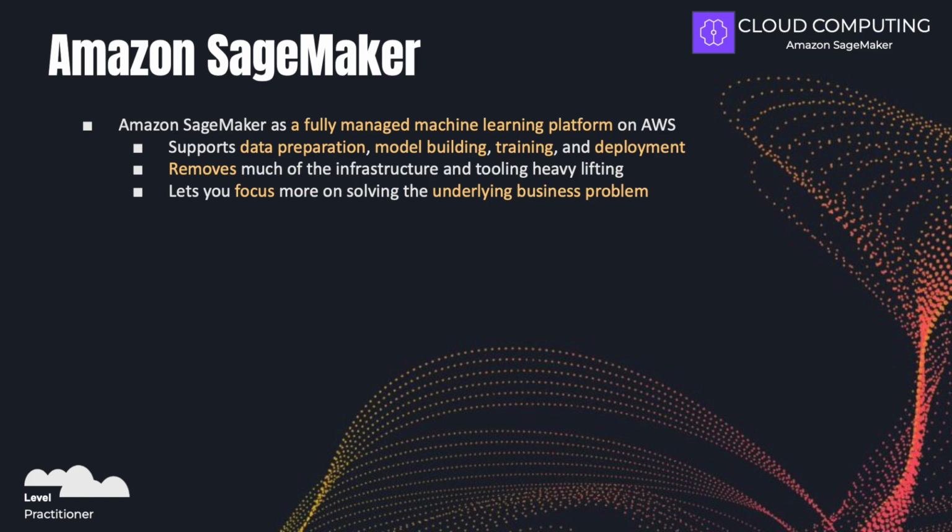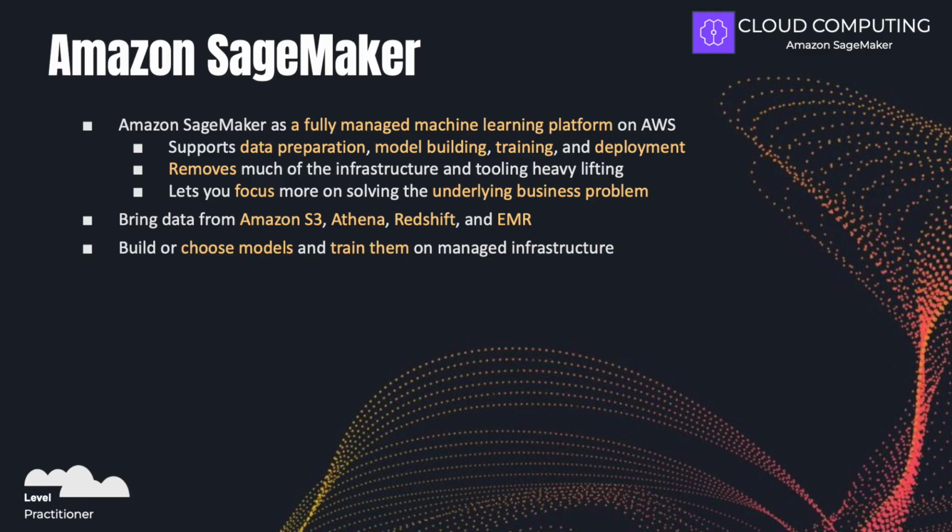Let's have a quick overview of SageMaker. SageMaker is an end-to-end service for machine learning where you can bring data from services like Amazon S3, Amazon Athena, Amazon Redshift, or Amazon EMR, build or choose models, train them on managed infrastructure, and then deploy them securely at scale.